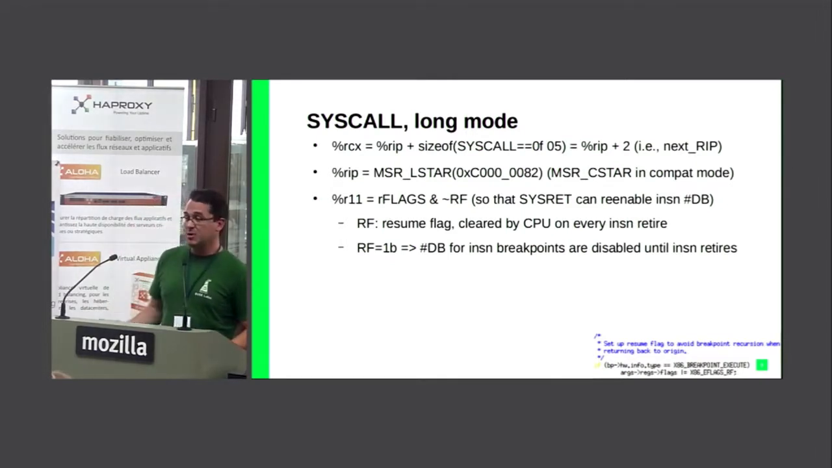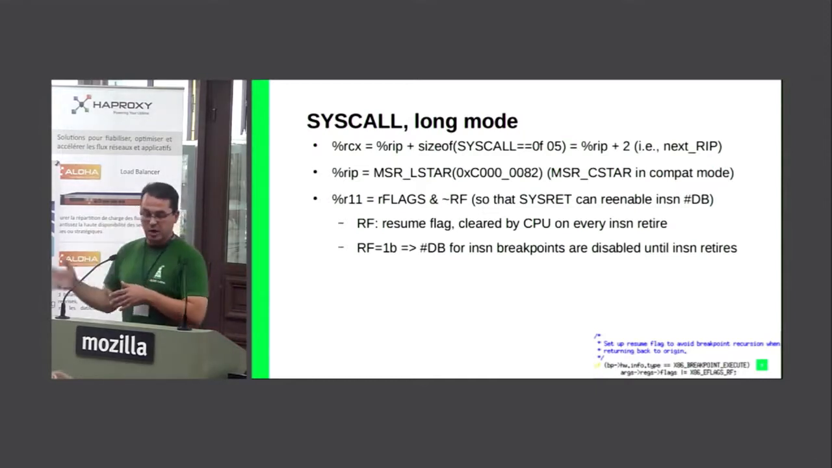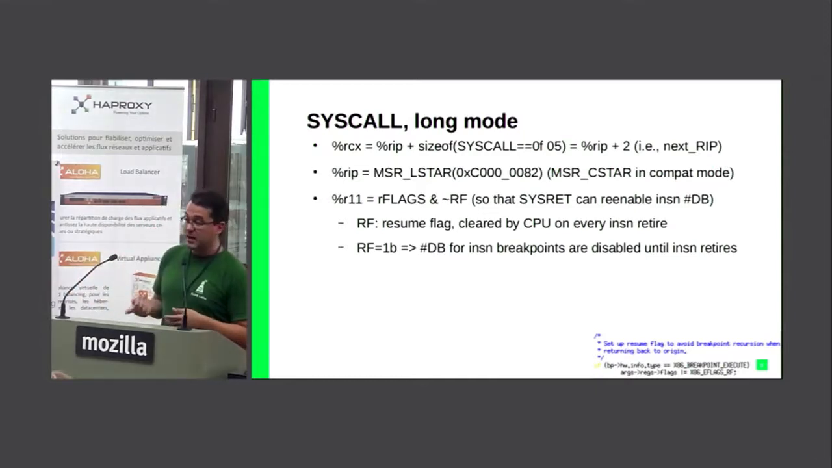Right, so RIP is the instruction pointer. You basically load an address there and then it starts executing from there. And then you clear the resume flag. The resume flag is just a flag that the CPU clears on every instruction retire. And when that bit is set, it means instruction breakpoints are disabled. And this is a method of returning from the debug handler without looping in it forever.